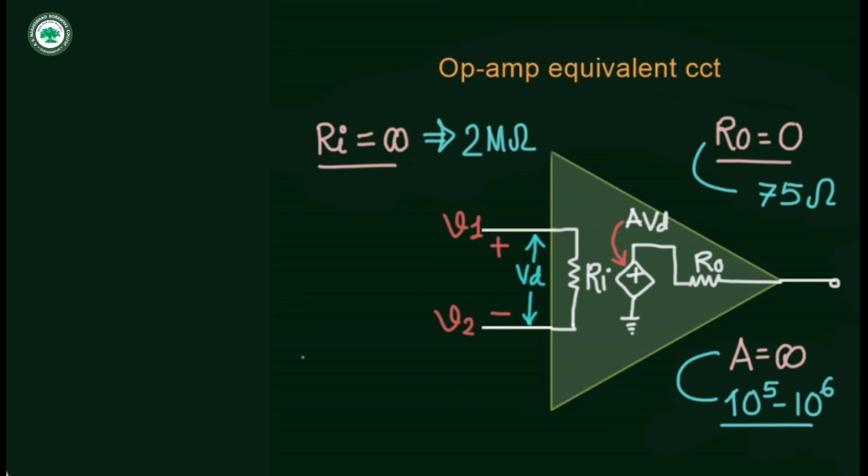The gain we call the open loop gain, or gain without feedback. So there is no feedback applied here. The gain with feedback will be a different term, which we will discuss later on. So this is about the operational amplifier equivalent circuit.